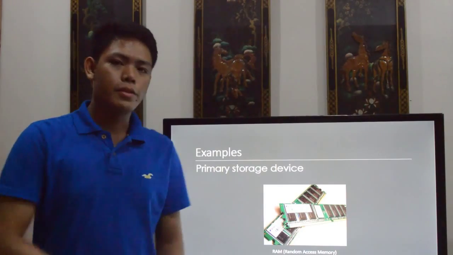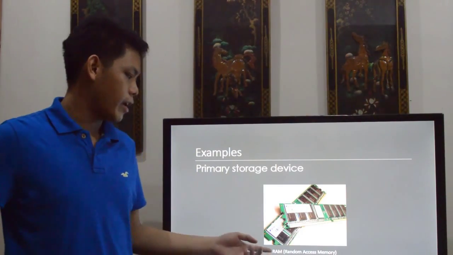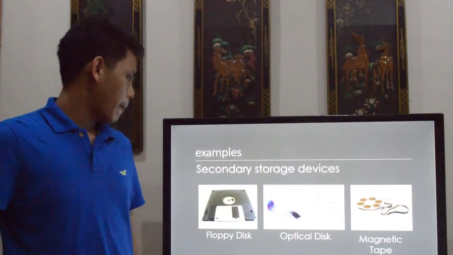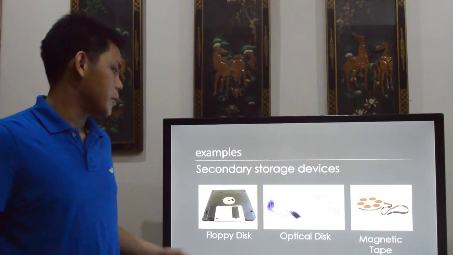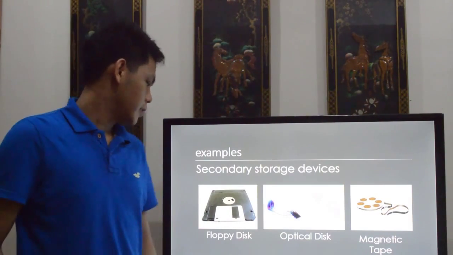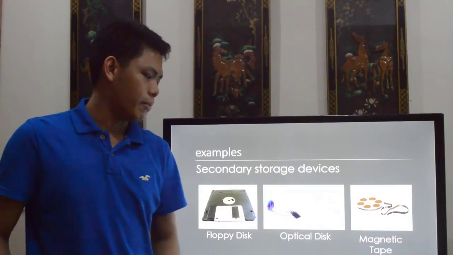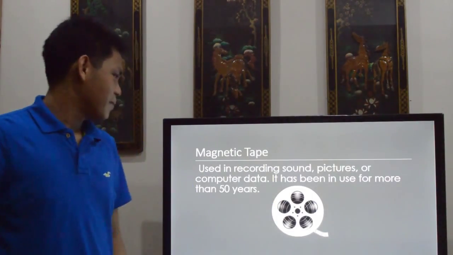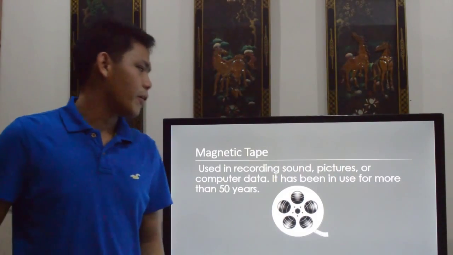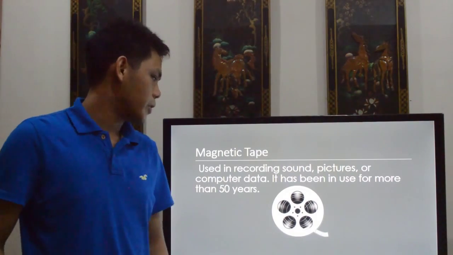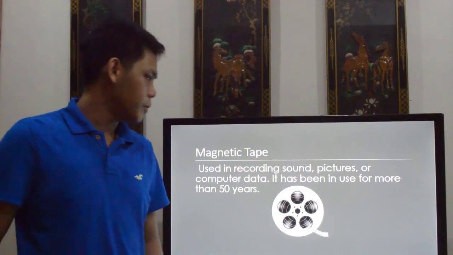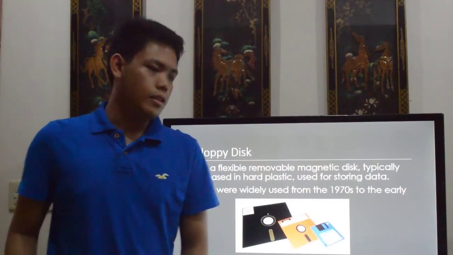An example of primary storage device is the RAM, or the random access memory. Now, these are the examples for secondary storage devices: floppy disk, the optical disk, and the magnetic disk. Magnetic tape, I mean. Magnetic tape is used in recording sound, pictures, or computer data. It has been in use for more than 50 years.